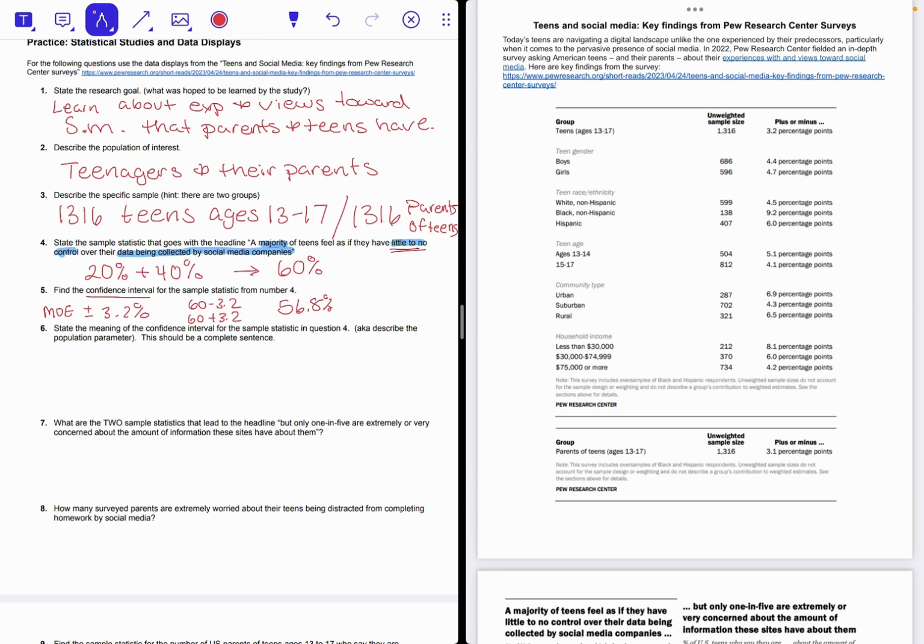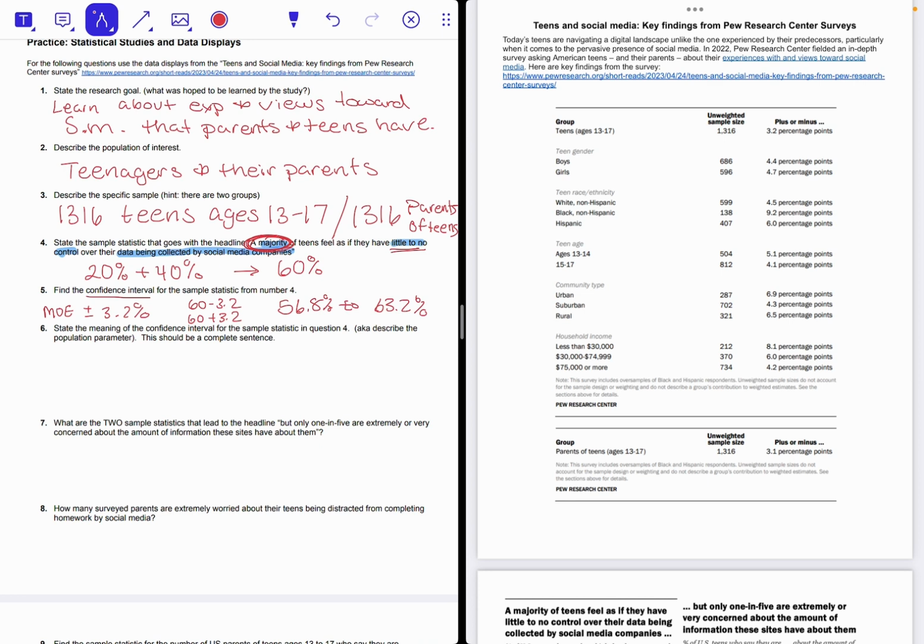No matter what, the low end of this interval is saying probably at least 56.8% of teens out there say they have little to no control. And then the highest end is 63.2%. So that's where they feel comfortable saying majority, because even when we factor in that margin of error, we're still looking at over half of the data. And that's why that margin of error starts to matter, and sort of where those headlines come from, and that's sort of what we're thinking.